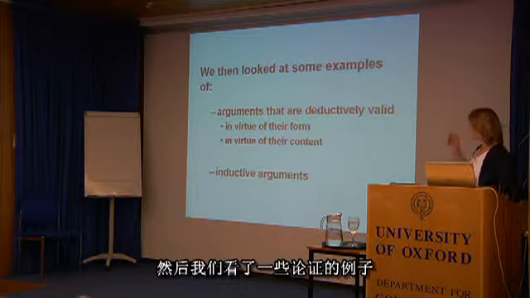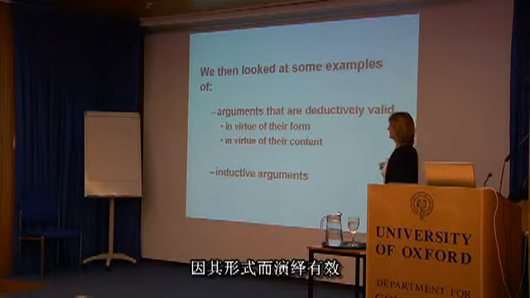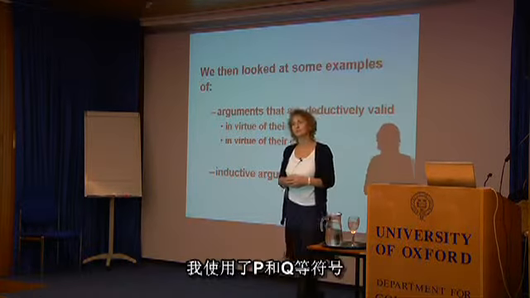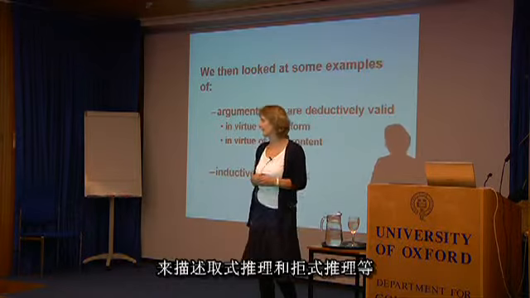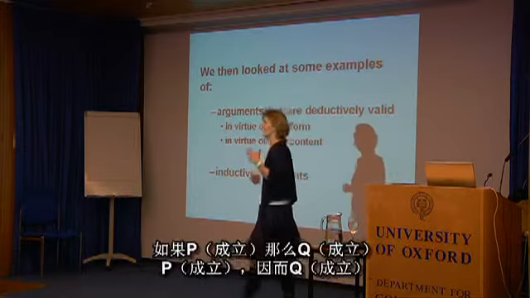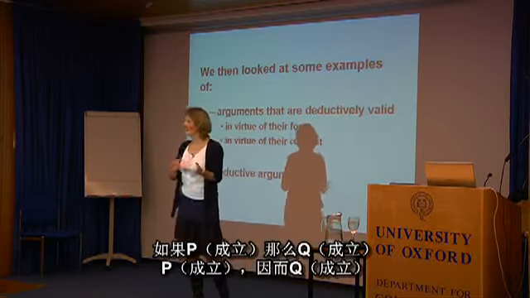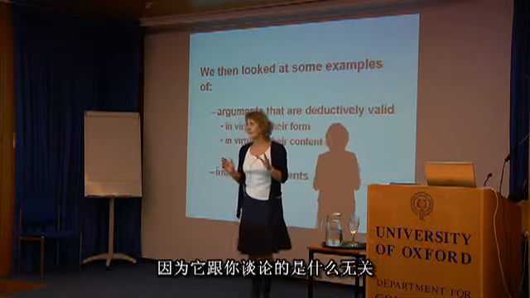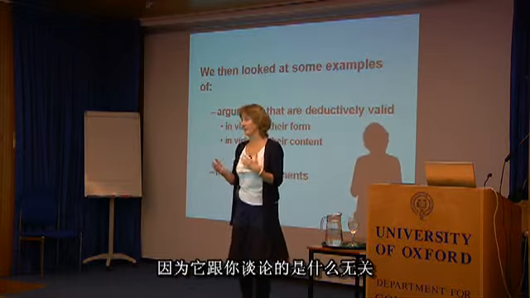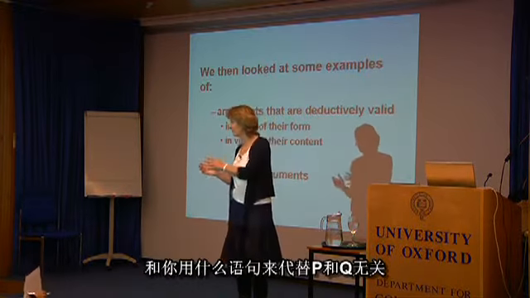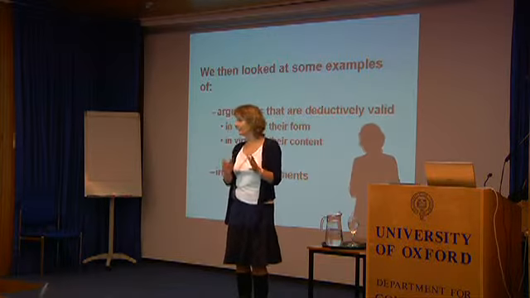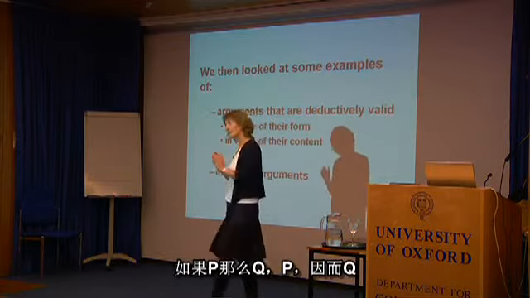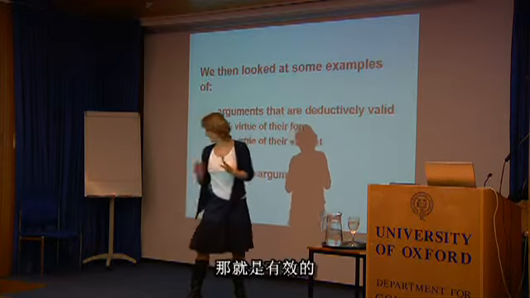Good. We then looked at some examples of arguments that are deductively valid in virtue of their form. Do you remember I was using the P's and Q's and so on to talk about things like modus ponens and modus tollens? So we got if P then Q, P therefore Q. That's valid in virtue of its form, because it doesn't matter what you're talking about, it doesn't matter what sentences you put in for P or Q. If the structure of the argument is if P then Q, P therefore Q, it will be valid.